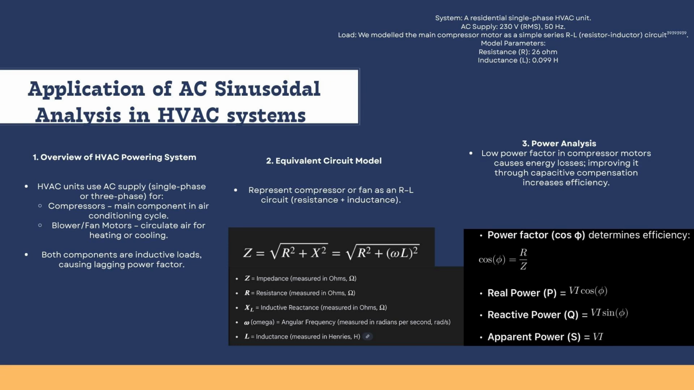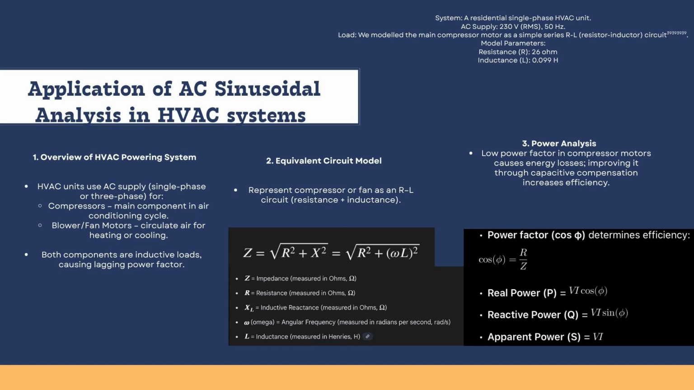Now, both of these components are inductive loads because they use induction motors. Inductive loads have coils or windings that store energy in a magnetic field, and this causes the current to lag behind the voltage. Basically, when the current lags, it creates what we call a lagging power factor, which reduces efficiency. This happens because part of the current is not used for useful work. It is used to build the magnetic field instead.